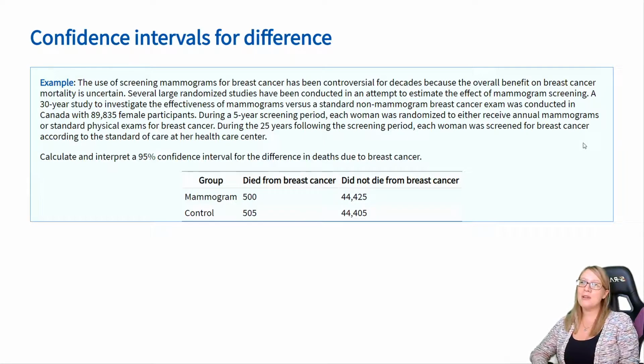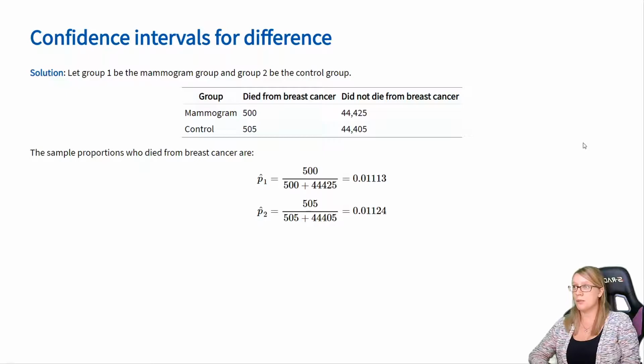During a 5-year screening period, each woman was randomly assigned to either receive annual mammograms or standard physical exams for breast cancer. During the 25 years following, each woman was screened for breast cancer at his or her healthcare provider. Here's the data. In the mammogram group, 500 women during that 25-year follow-up period died from breast cancer. In the control group, 505 women died from breast cancer. So there is a slight difference. Is it enough to really conclude that mammograms are effective in identifying breast cancer early?